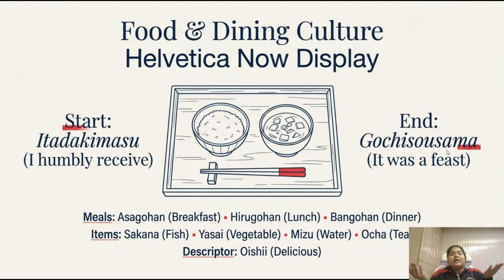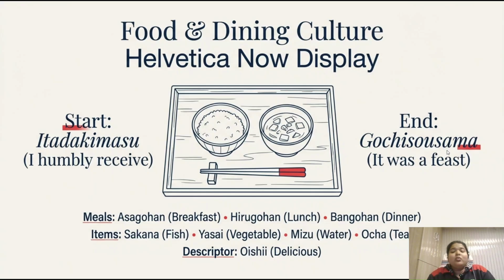Now, when we are eating something in our lunch, breakfast, or dinner, it's going to be something, right? It can be fish, it can be vegetable, you can drink water, you can drink tea, right? So fish in the Japanese language is known as sakana. Vegetable is yasai. Water is mizu. Tea is ocha.